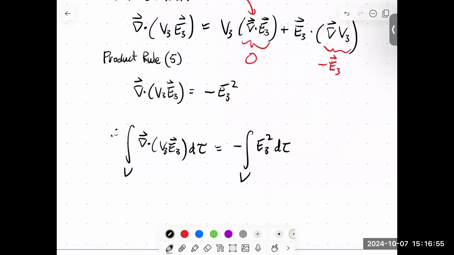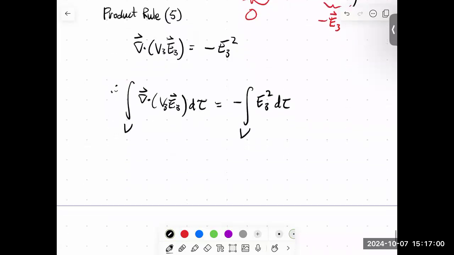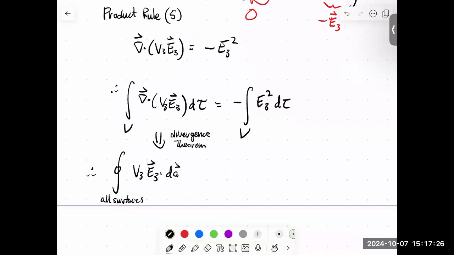But this is the divergence integrated over some volume. And so by the divergence theorem, we can express this as a surface integral. This is the integral over all surfaces of V3 E3 dot dA, and this is the divergence theorem. And that must be equal to minus this volume integral.